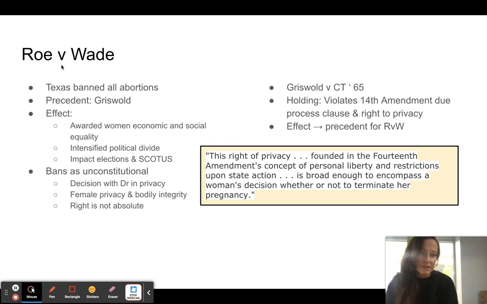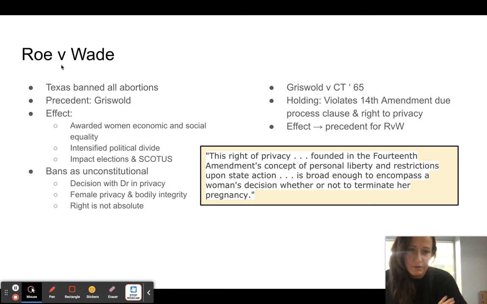This then was in effect a precedent for Roe v. Wade. So as you look at some of the state cases going on now, they look at Roe v. Wade as a precedent. Well, Roe v. Wade looked at Griswold versus Connecticut as a precedent. So the effect on Roe v. Wade was that overturning these laws, it did award women more economic and social equality, but it also intensified the political divide and debate concerning it.